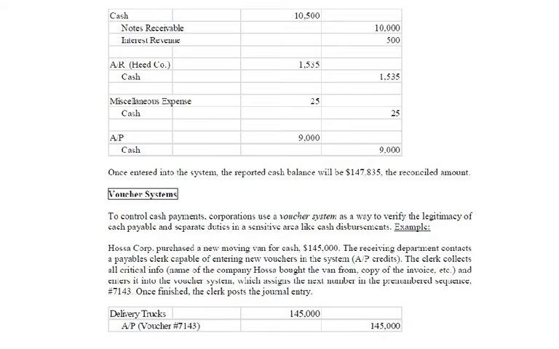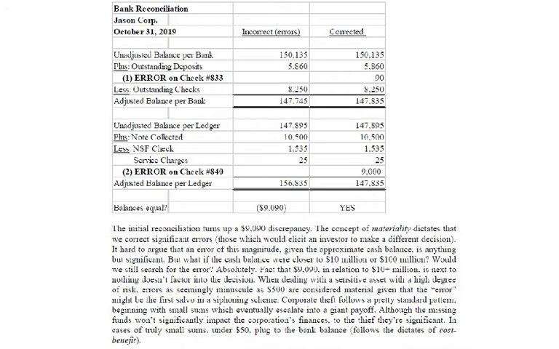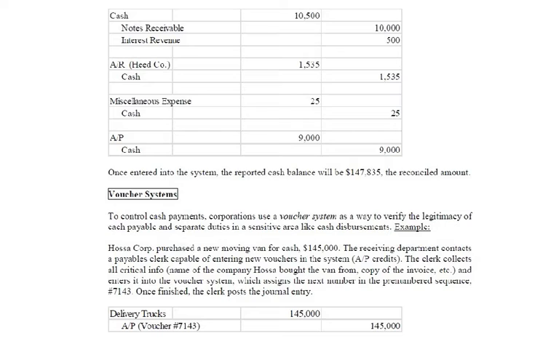All right, so now we're going to cover the bank reconciliation journal entries. In other words, based upon what we did here, quick recap, we've got to book all that. So first we'll start with the note that was collected. That's going to look like, in other words, we collected $10,500. We're going to debit that, credit notes receivable for $10,000, and then recognize interest revenue of $500 on that one.